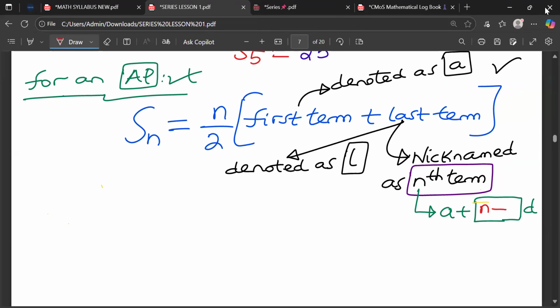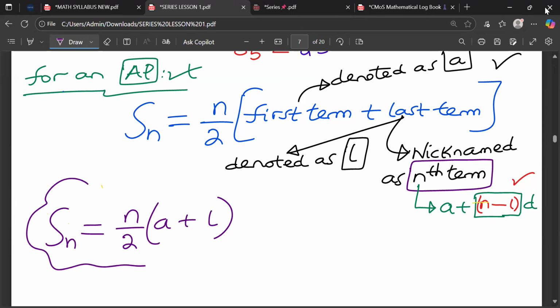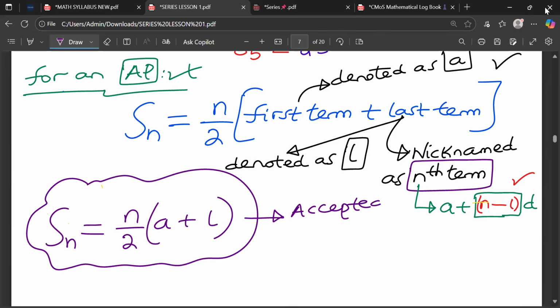Then here we have n minus 1. Hope you all know that here it is n minus 1. So you either use this: someone may say the sum of the first n terms, I always say n over 2 into the first term plus l, and they stop there. This one is an accepted formula, and you can use it. Yes, you can come across a question where it is the one working.